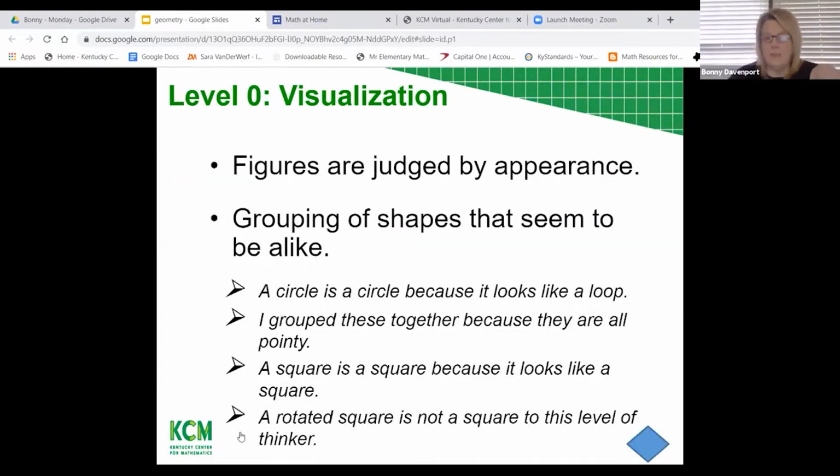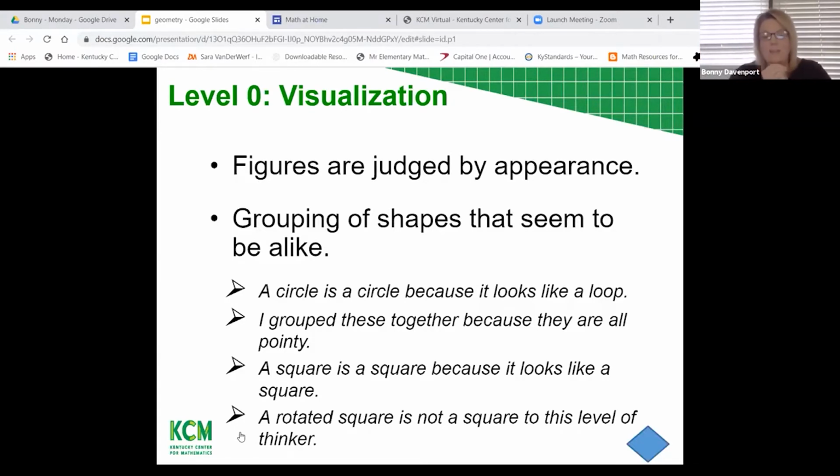Okay, so level 0 visualization is just what you would think it is. It's what they see. Figures are judged by appearance. They're looking at that figure that they have in their hand right in front of them. What the shape looks like, they need shapes that they can observe, that they can touch and feel and take apart and put together and work with in some way. And they're going to start to group shapes that seem to be alike. A circle is a circle because it looks like a loop. I grouped these together because they're all pointy. They look like a house.